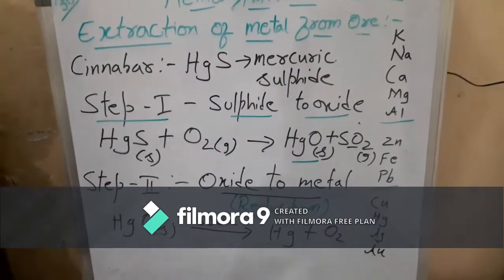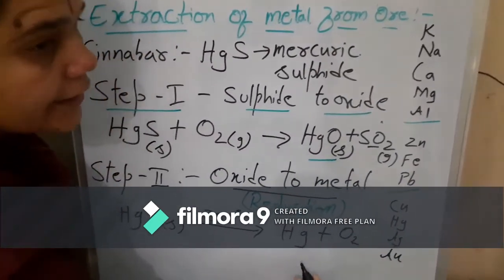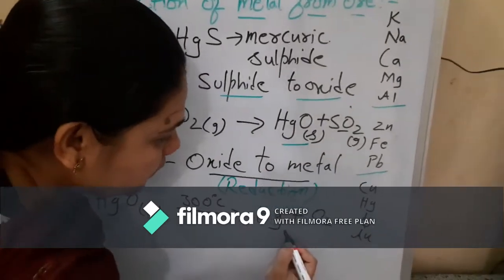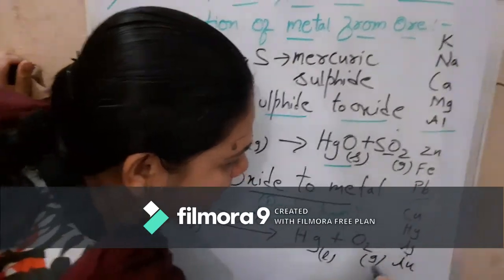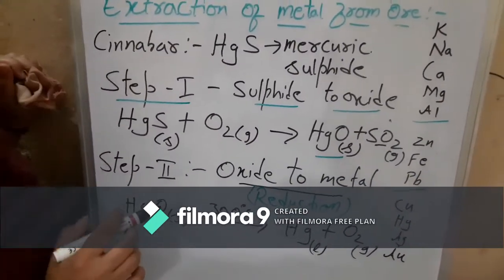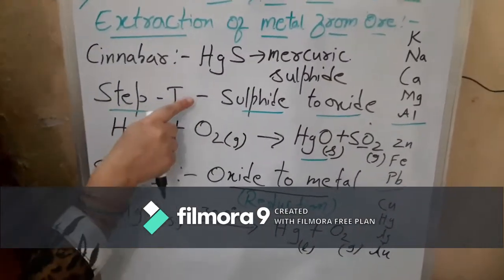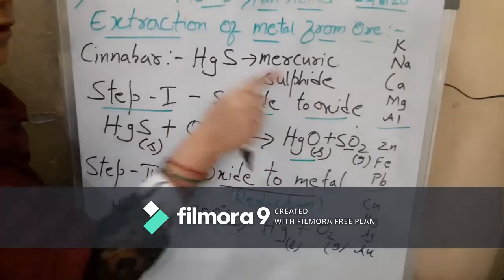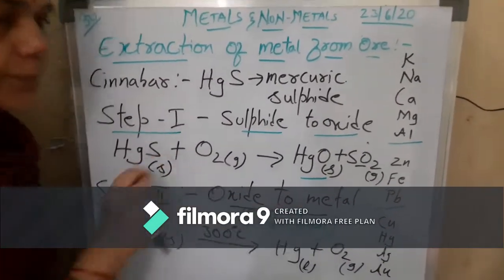Okay, now if you see the mercury which is obtained, as you all know, what is the title given to mercury? It's a liquid metal. Very good. So this is going to be in which state? A liquid state, and here it would be in which state? A gaseous state. Okay, so you are clear now, I hope, children. So remember, lower reactivity series, two steps. Step 1, converting sulfide to oxide. Step 2, converting or reduction of oxide to metal.